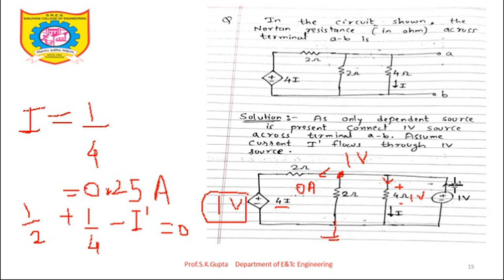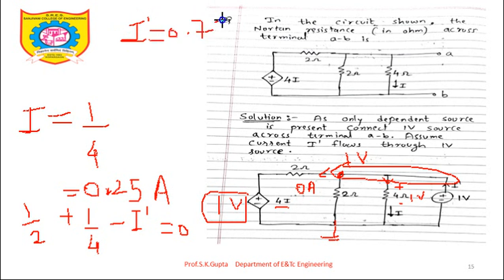And this current is the entering current, and because these nodes are same, this is the entering current, that's why minus I dash. So I dash value here, if you solve it, is 3 by 4, meaning 0.75.